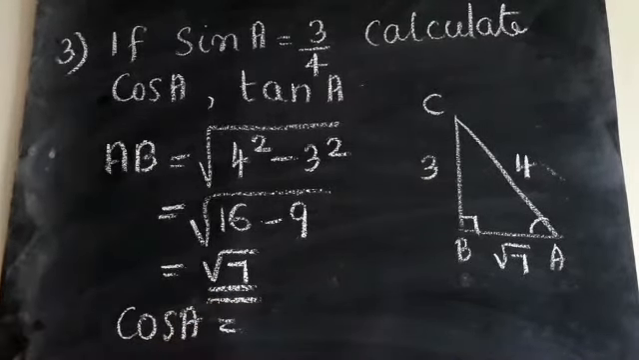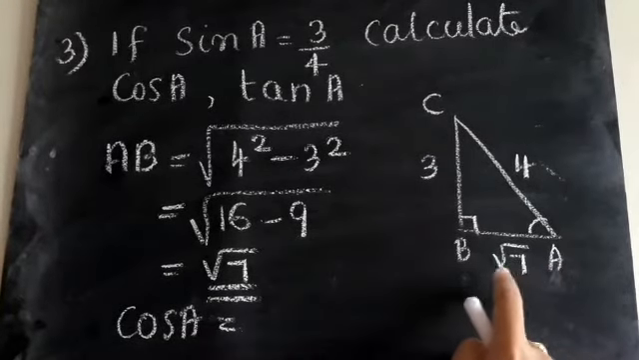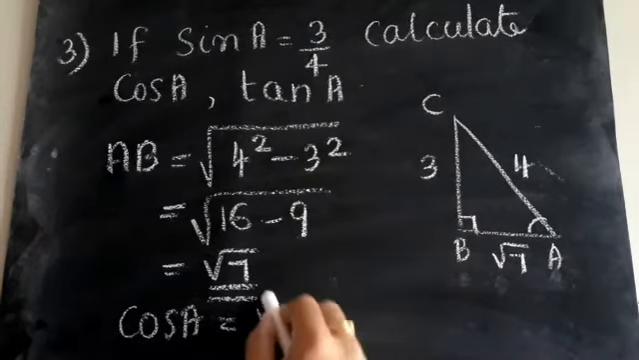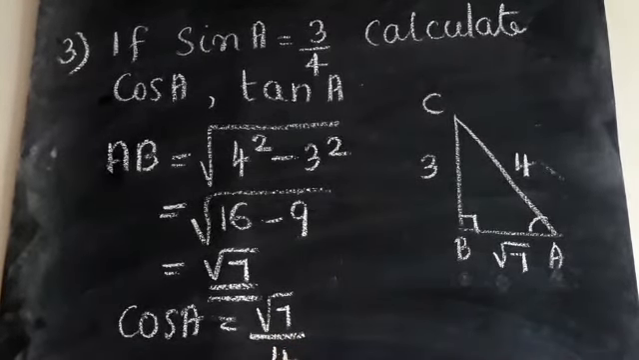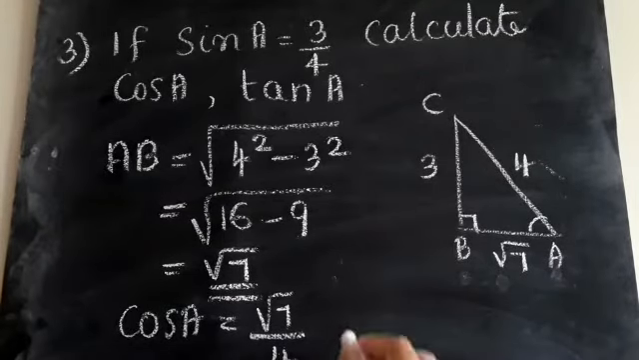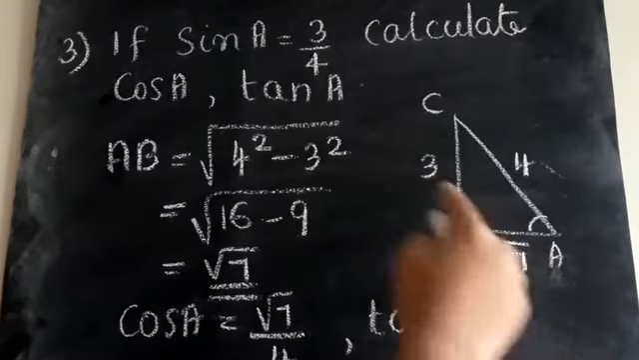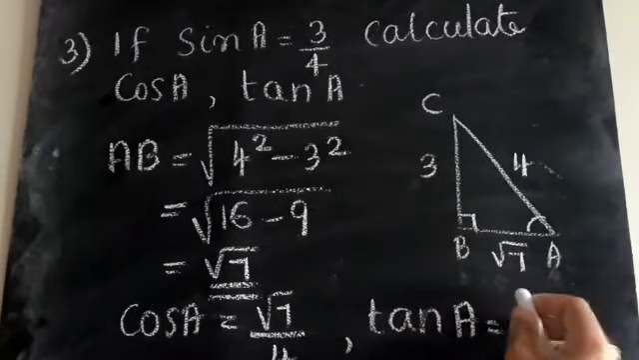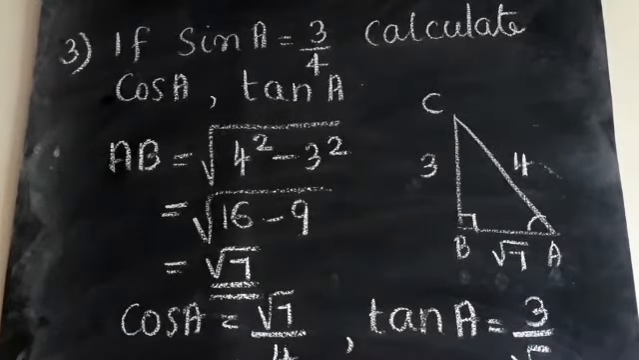Cos A meaning what is that? Adjacent side by hypotenuse. For this angle A, adjacent is root 7, root 7 by hypotenuse 4. So cos A is equal to root 7 by 4. And the next one, tan A. Tan A meaning what is that? Opposite side by adjacent side. So what is the answer? 3 by root 7. Okay.